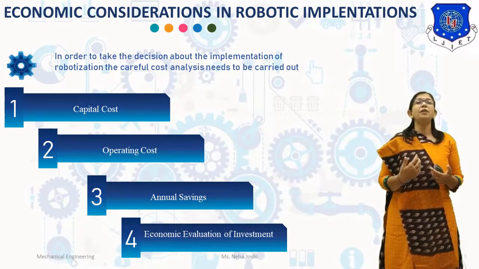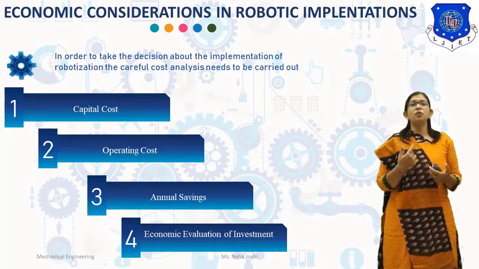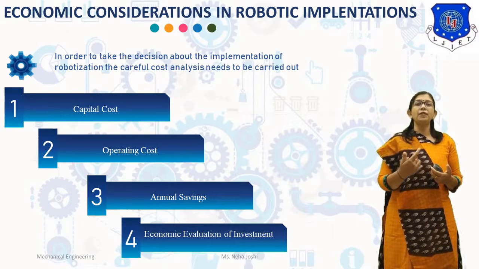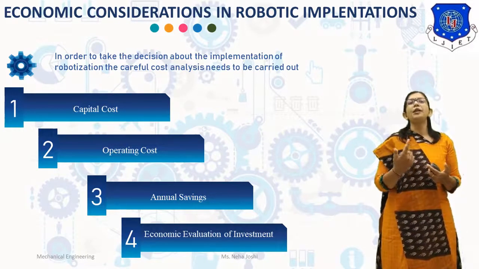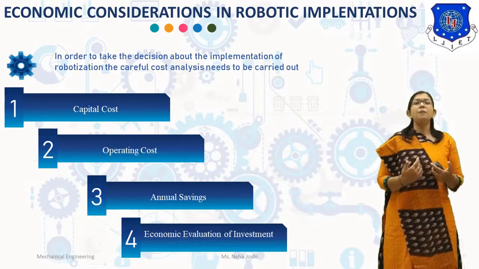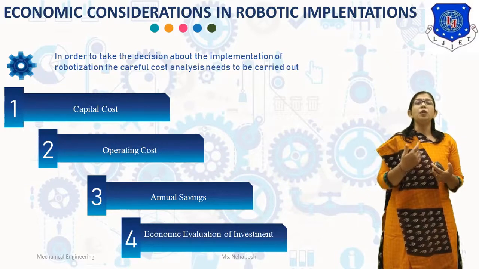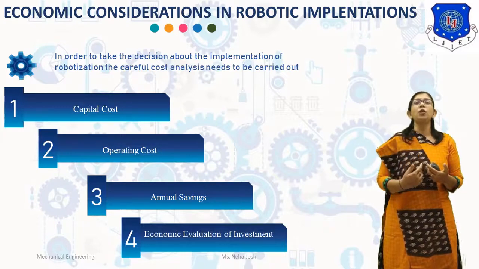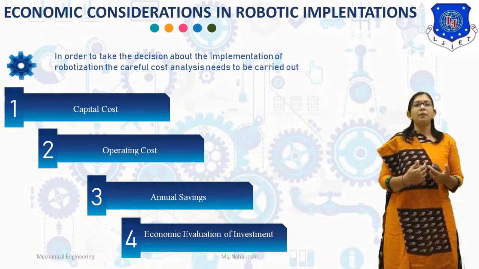Fourth one is economic evaluation of investment. Now there are two basic methods of economic evaluation of investment in robotic installation, that are the payback period method, and second one is the return on investment method. Now what is the payback period method? This method determines the payback period during which time the net accumulated cash flow will equal the total investment on the robot. Second method is the return on investment method.